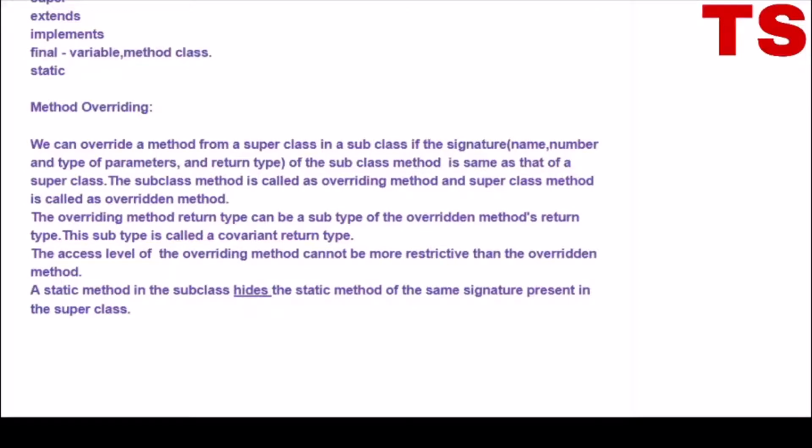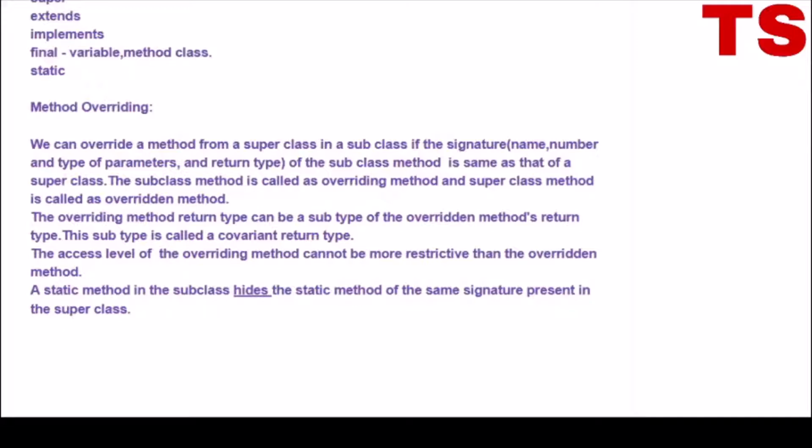Hello friends, let's look at method overriding in Java. We can override a method from a superclass in a subclass if the signature of the method in the subclass is same as that of the superclass. That is, name, number and type of parameters and the return type of both the methods should be same. The subclass method is called the overriding method and the superclass method is called the overridden method.